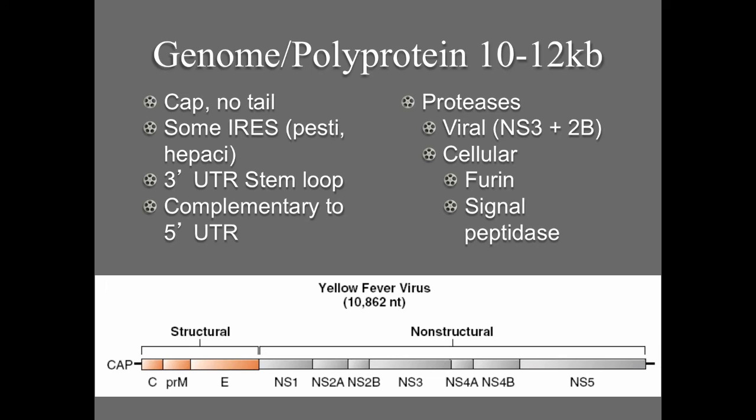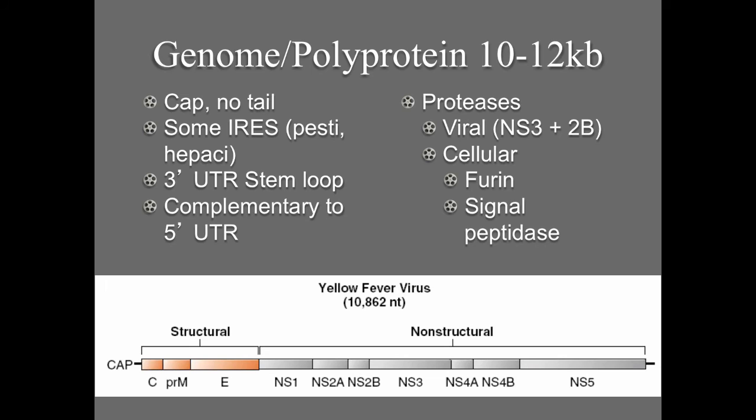There's no poly-A tail, but there is a fair amount of secondary structure in the back end here and some in the front end here. And there's actually a need for cyclization of this genome. So there are interactions between the back end and the front end that are important for the replication of the virus. And a lot of this, the interactions and the secondary structures, it's fairly crazy, and it makes my head hurt, so I'm not really going to go into that.